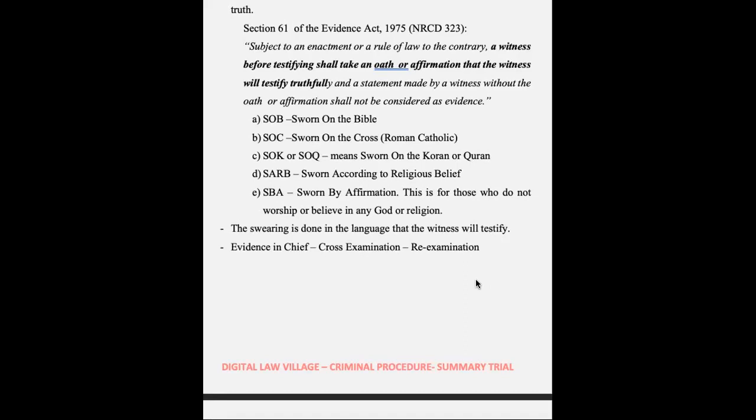So we bring the Bible, and before testifying before this court, you swear that you shall speak the truth and nothing but the truth. And when you swear, you mention your name: I, so and so, before this court, swear on the Bible that any evidence I shall give before this court shall be nothing but the truth. And then we say, my Lord, SOB in English, SOB in Ghana.